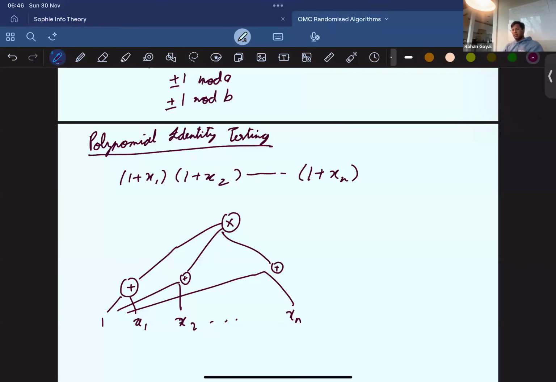Now the problem is, I give you a small circuit. Check if the polynomial it's computing is exactly the zero polynomial. What is a circuit here exactly? It's just addition and multiplication gates, and your inputs are variables. Given this circuit, what are we expected to do? Check if the given circuit evaluates to the constant zero polynomial.